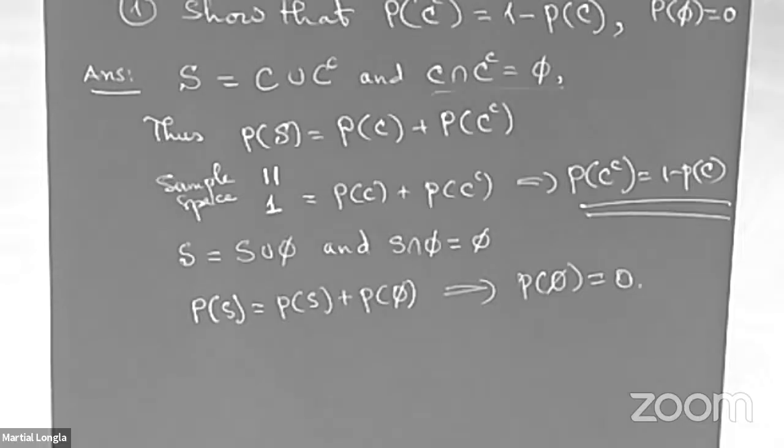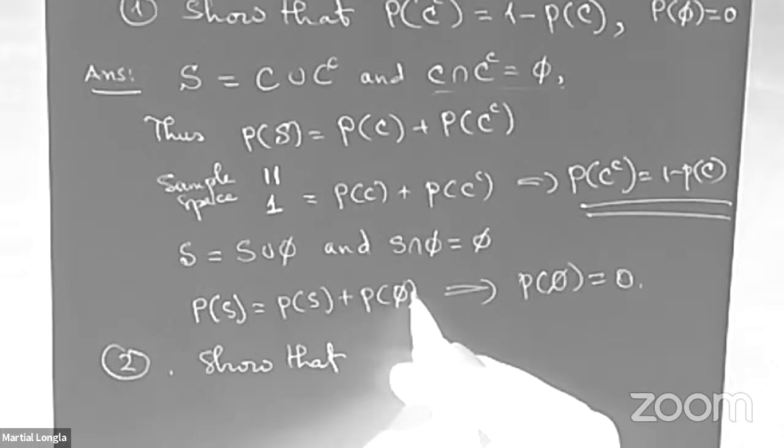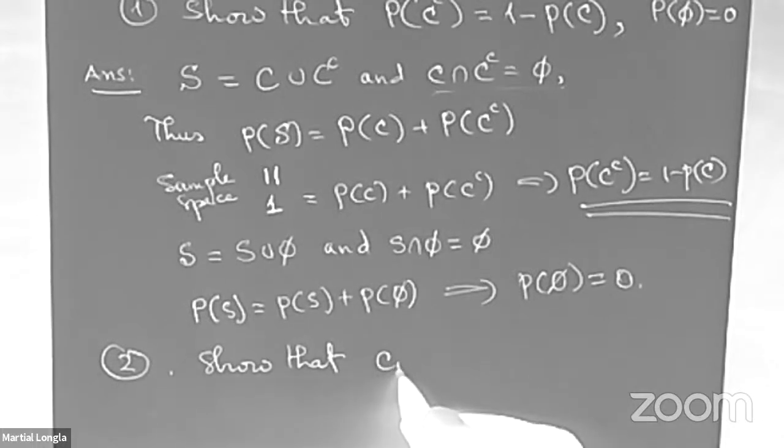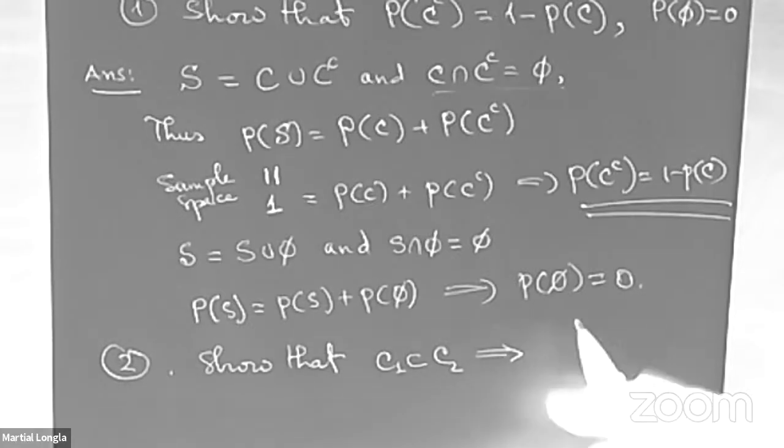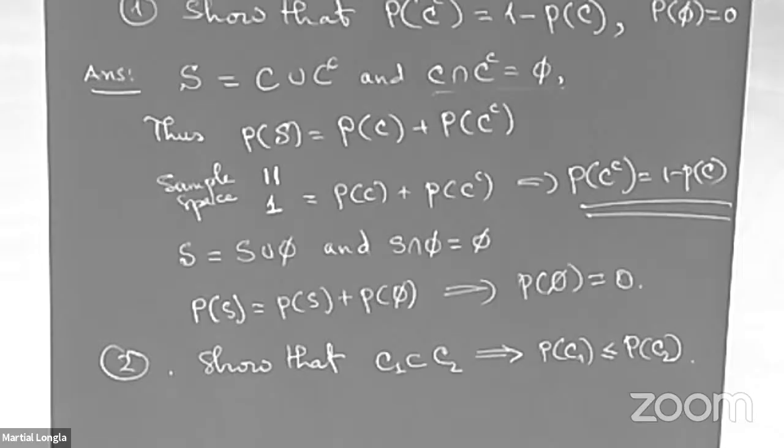Anyways, next example, I'll try to let you guys think. Exercise 2. Show that when C1 is included in C2, we have that the probability of C1 is less than or equal to the probability of C2. Which means that a smaller event always has a smaller probability. It makes sense, right? But how do we prove it? That's the thing.